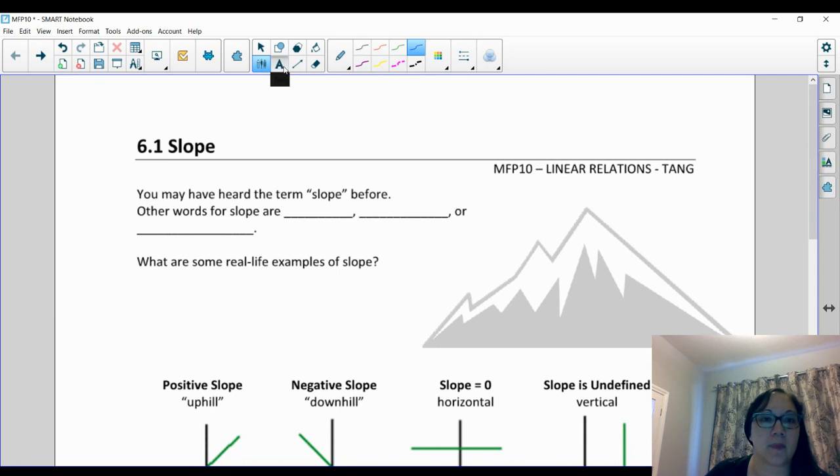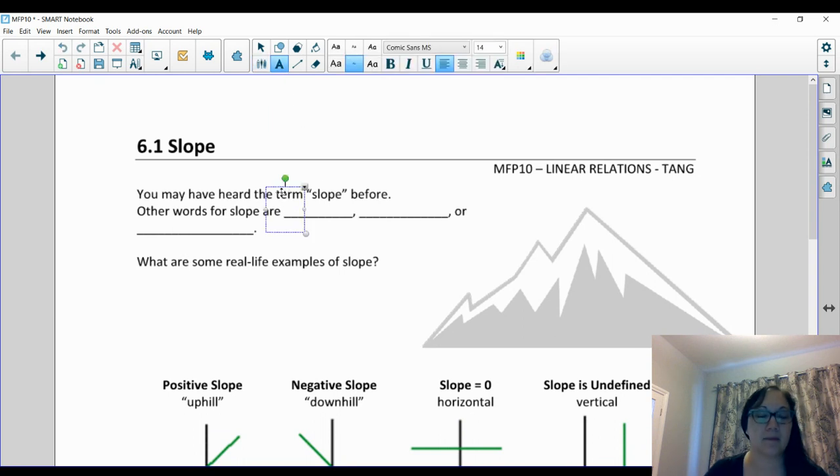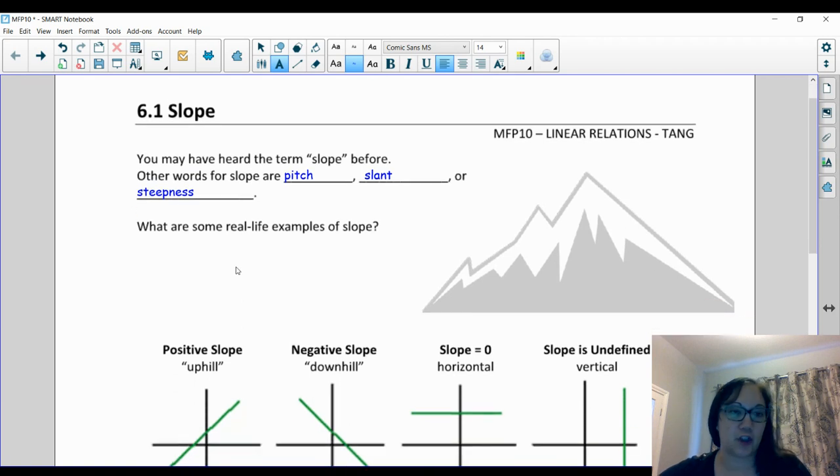And so we're going to start by actually listing a few other words for slope that you might have heard of. So another word for slope is pitch. Sometimes you hear about the pitch of something. The slant, which is probably the more common word for slope, or the steepness. So depending on how steep something is, that means that its slope has changed.